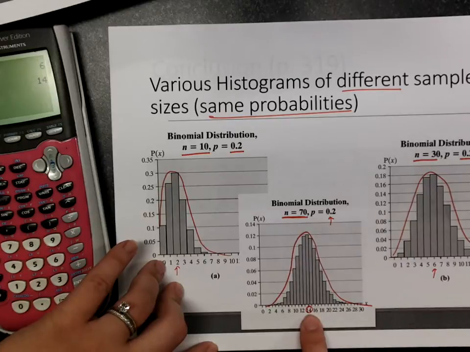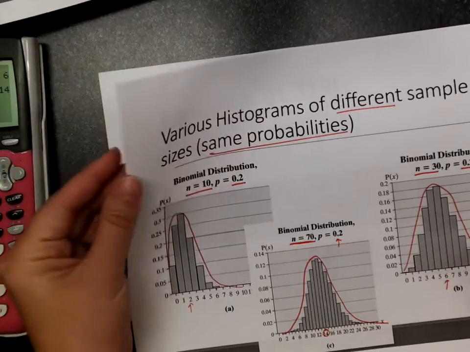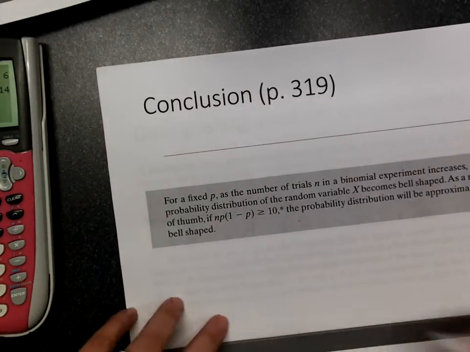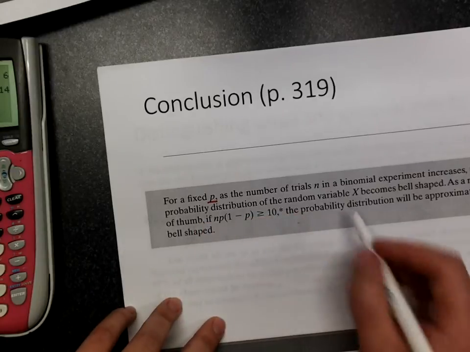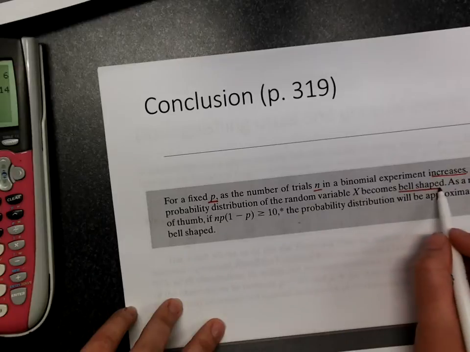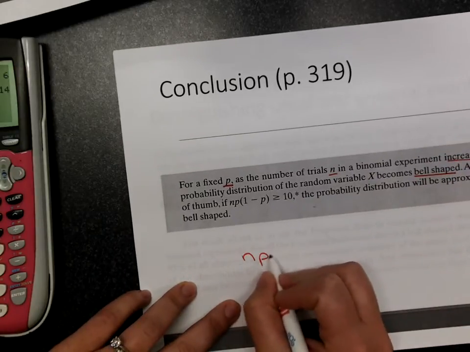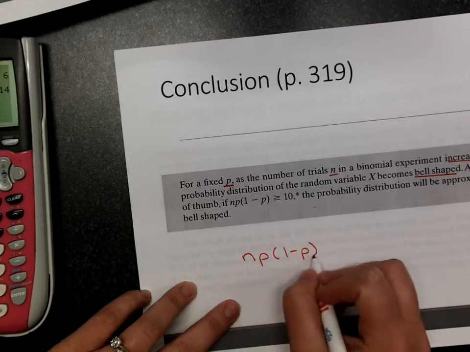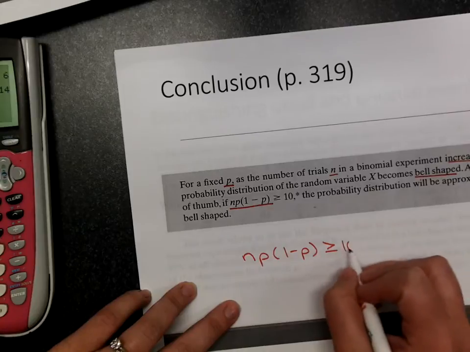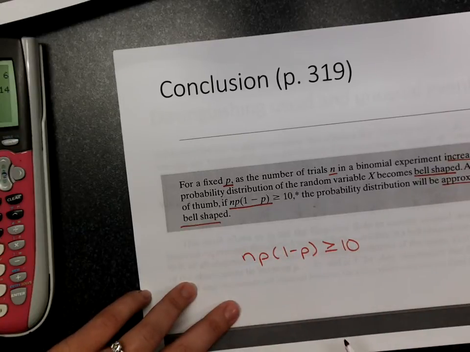expected value. So I just wanted to show you these because the conclusion of this chapter discusses that for a fixed probability, as the number of trials increases, the probability distribution becomes bell-shaped. So the rule is, if the sample size times the probability of success times the probability of failure, if you crunch that number, and that result is greater than or equal to 10, we can say that the distribution will be approximately normal.